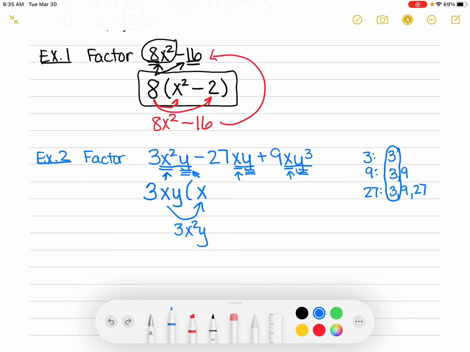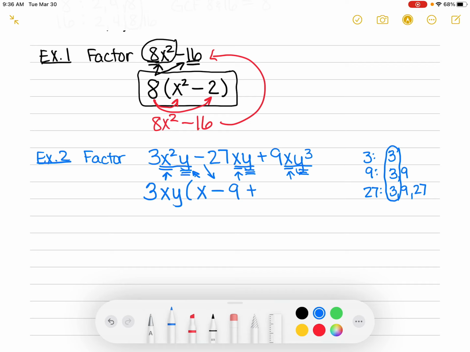Okay, and then I'm going to put my minus sign. And now I need to ask myself, what do I need to multiply 3xy by to get 27xy? Well, the xy is already here, so I don't even need to put an xy. I only need a 9 because 3 times 9 is the 27, and then I have the xy already on the outside.